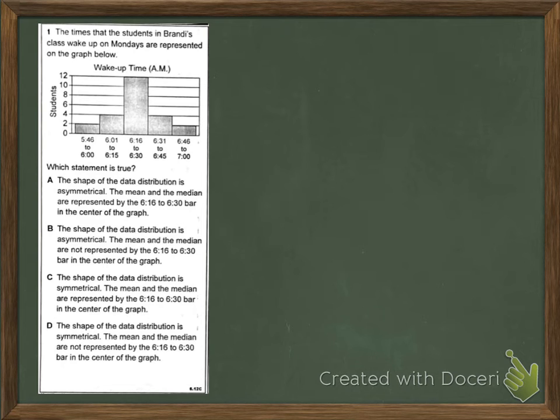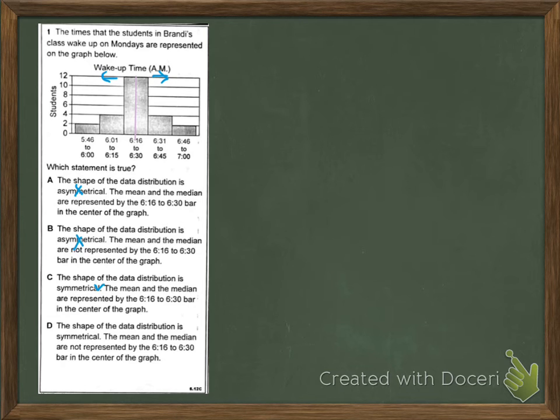So it says the times that the students in Brandy's class wake up on Mondays are represented on the graph below. Okay, so which statement is true? Choice A says the shape of distribution is asymmetrical, so that means that it's not symmetric. So remember, if we draw a line down the middle of our data, does the left side equal the right side? So do they look the same? It does look the same, so this is symmetric. It's not asymmetric, so that's wrong. B says the shape of distribution is asymmetrical. That's wrong. So I don't even have to read the rest because the moment there's one word that makes it false, it's false.